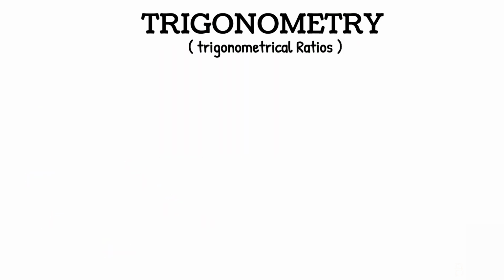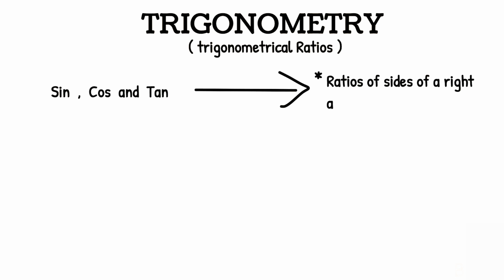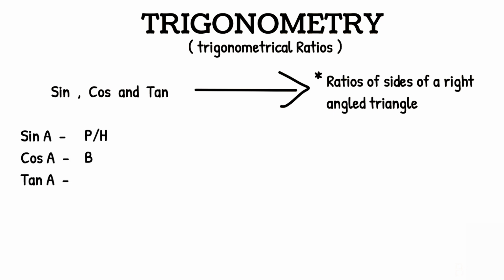Trigonometry is built around three main functions: sine, cosine, and tan. These are just ratios of the sides of the triangle. Sin is perpendicular upon hypotenuse. Cos is base upon hypotenuse. And tan is perpendicular upon base.